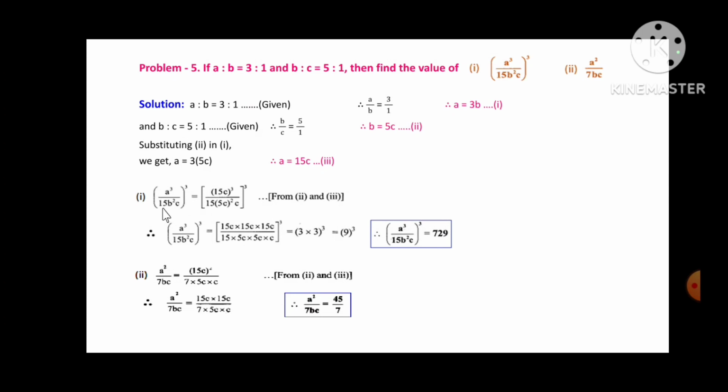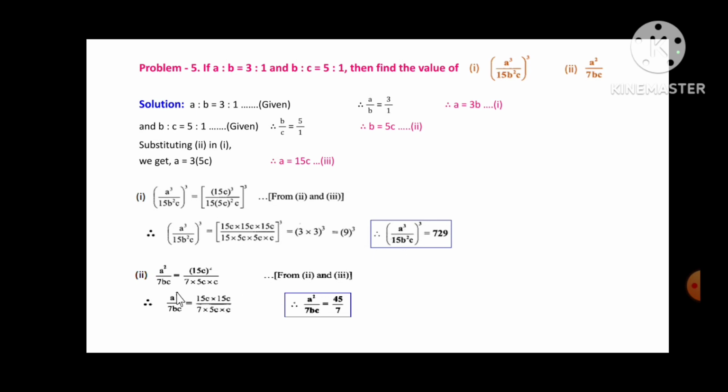First is a square upon 15b square c, bracket raised to cube, which will be 15c bracket raised to square, 15 into 5c square into c, bracket raised to cube. From 1 into substitute third, we have put the values here. Therefore, you can write that a cube upon 15b square c bracket raised to cube, that is 15c into 15c into 15c bracket raised to cube. This is 15 into 5c into 5c into c. So which will be 3 into 3 bracket raised to cube. After simplifying, 9 square.